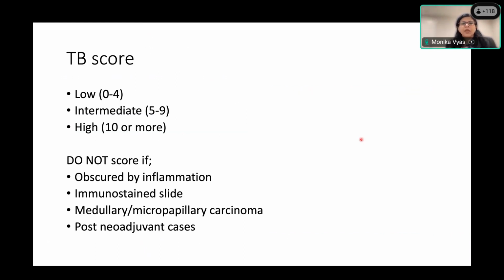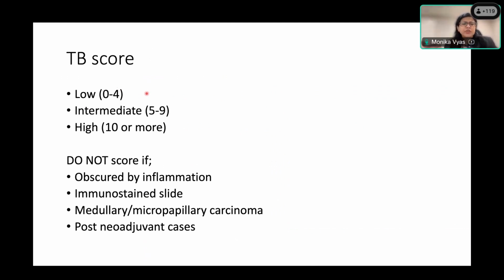So once you have your highest tumor bud score for that particular tumor, you can categorize that into a low, intermediate, or high tumor budding score. So having 0 to 4 buds in the 20x field would put it in the low category, 5 to 9 in intermediate, and more than 10 in high category.